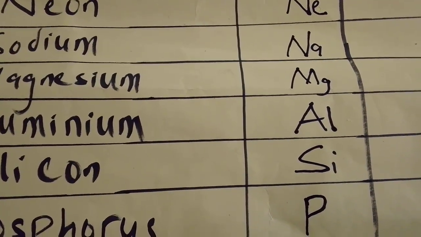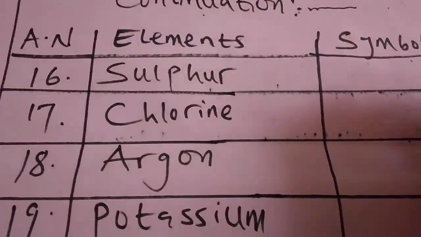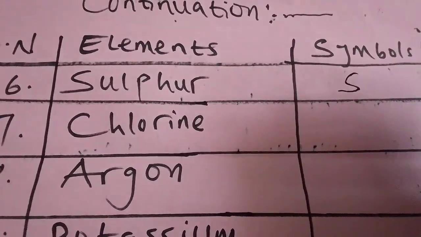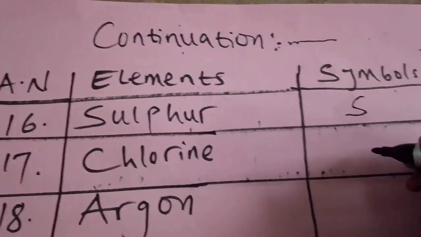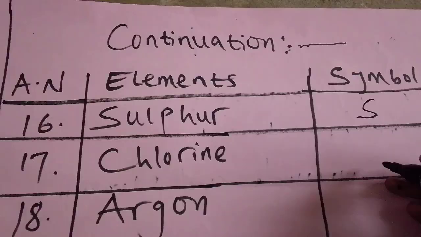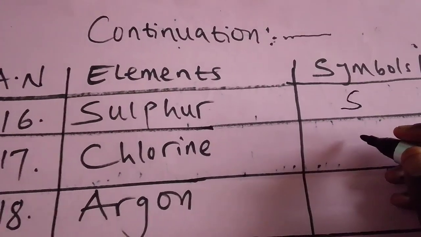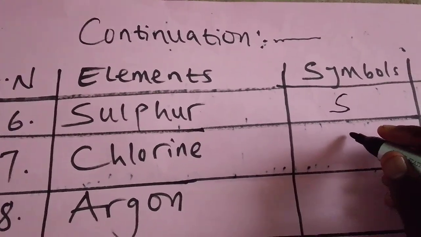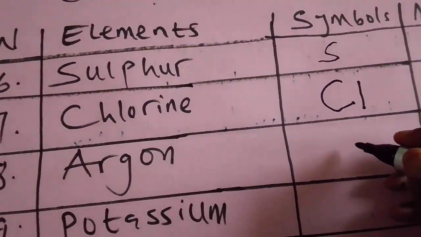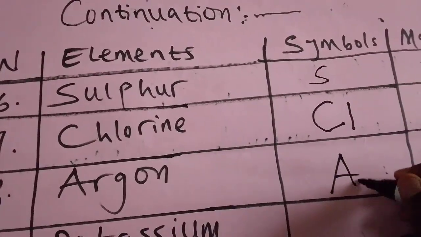Then the next one is number 16 element, which is sulfur, and the symbol of sulfur is S, capital letter S. Also for chlorine, this one is also among those that I said. It should be the first letter and in the middle. So chlorine is among those that have such kind of symbol, capital letter C and small letter L. Also for argon, you write Ar.